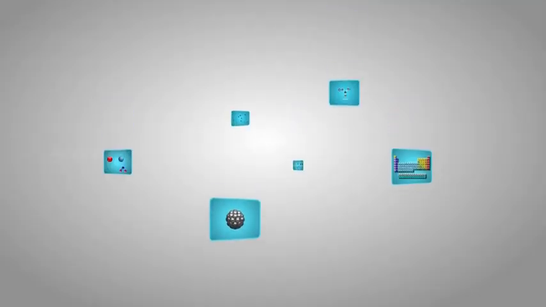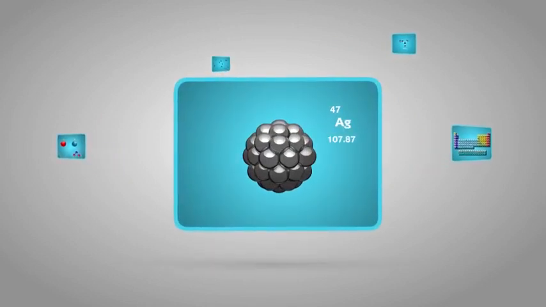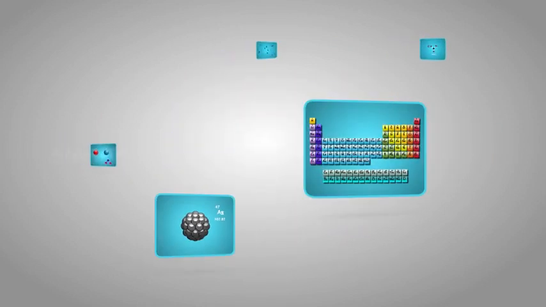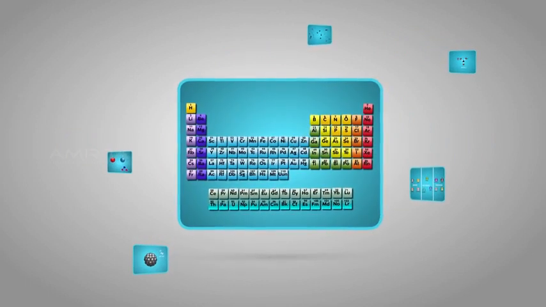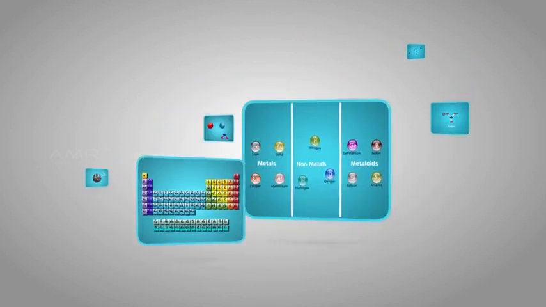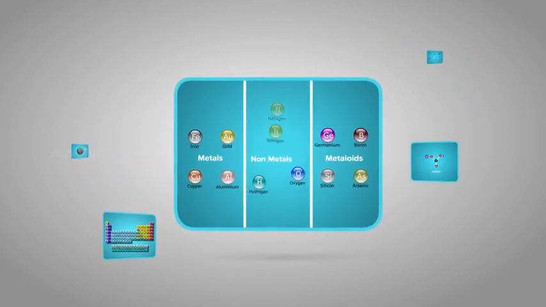Things to remember. Elements are the simplest form of matter and are made up of atoms of the same kind. In the periodic table, elements are arranged in the order of increasing atomic number. Elements can be classified into metals, nonmetals, and metalloids.